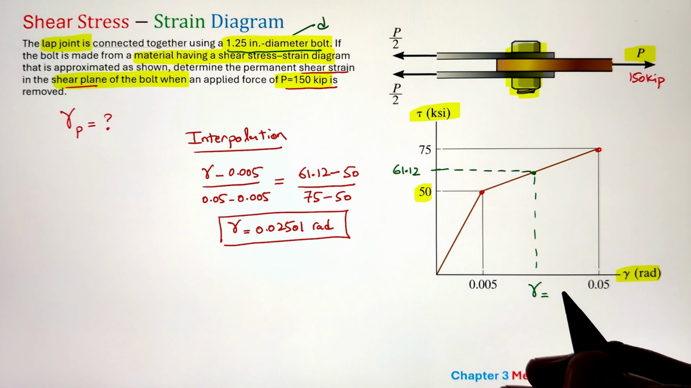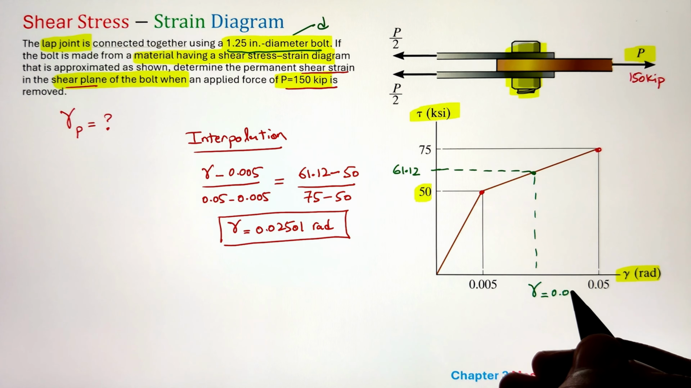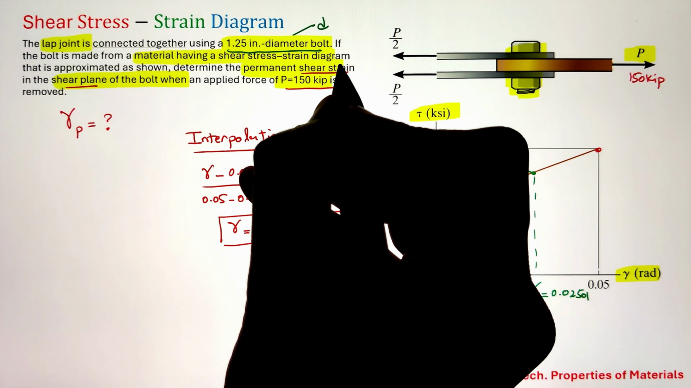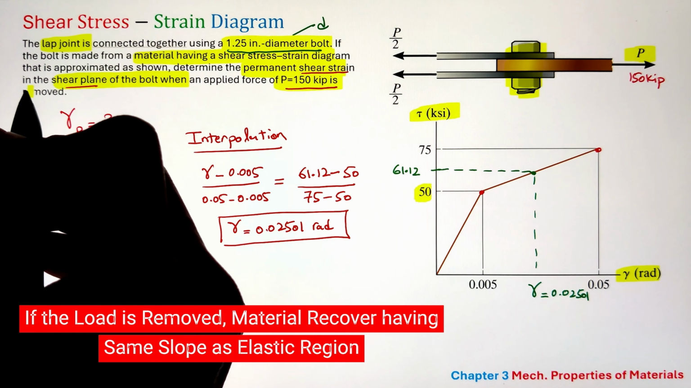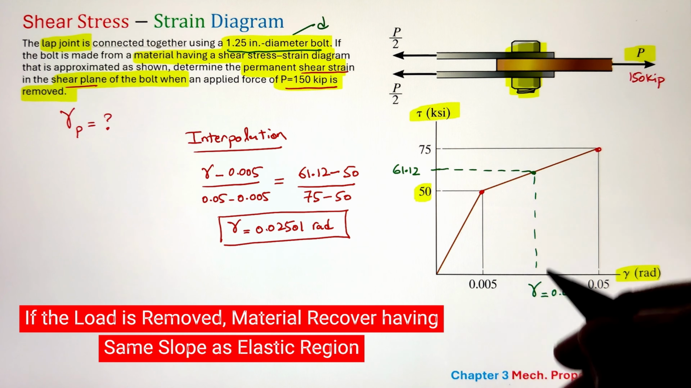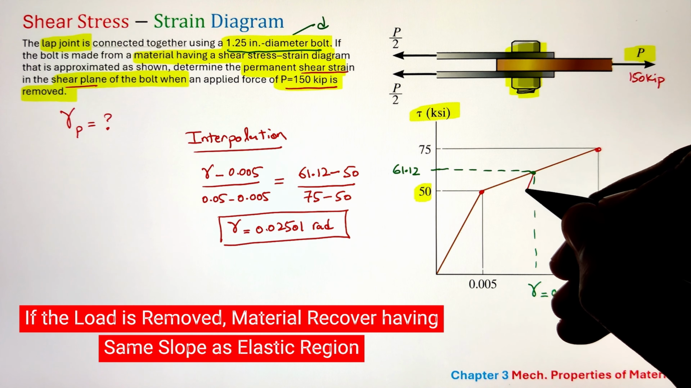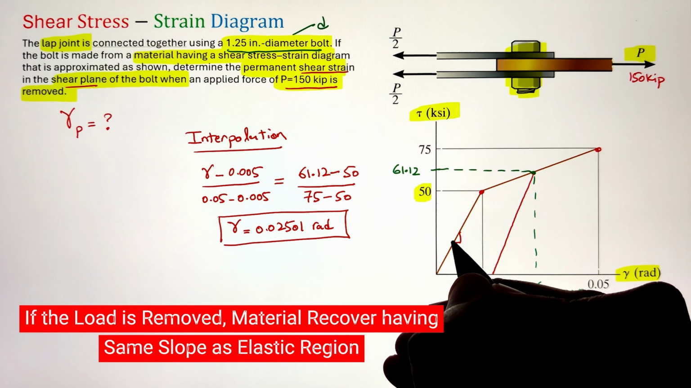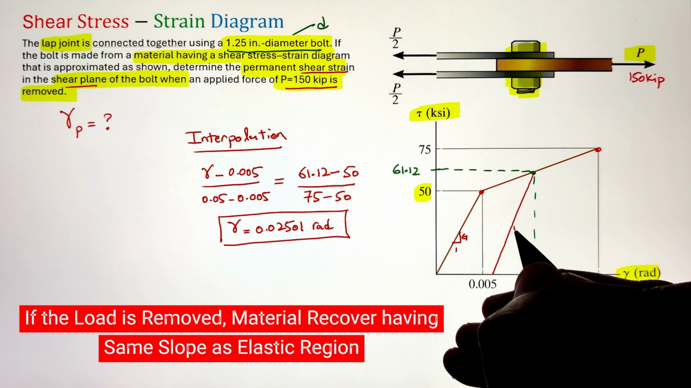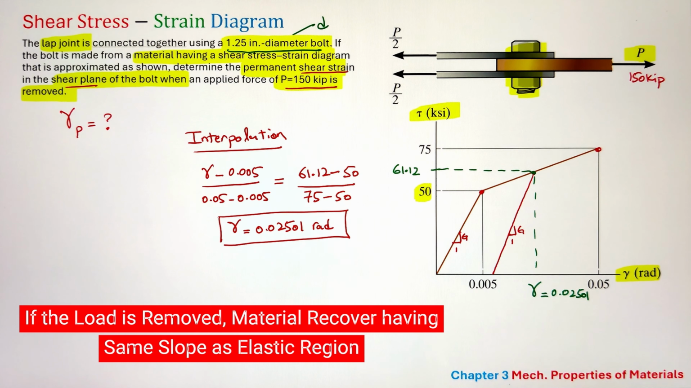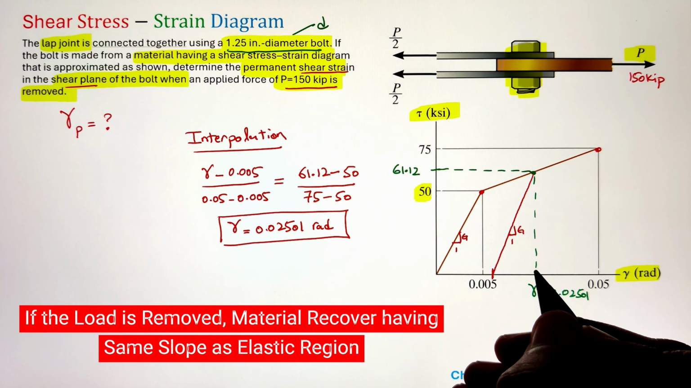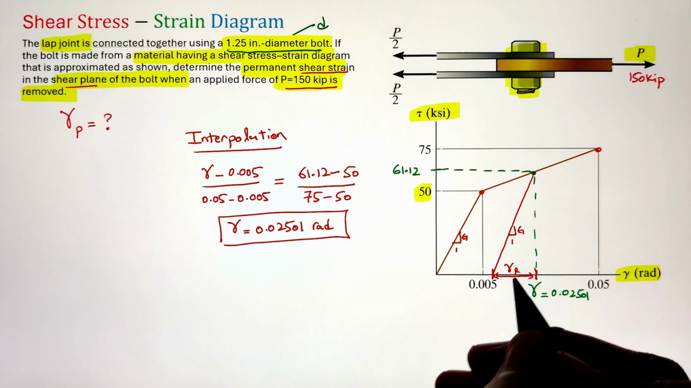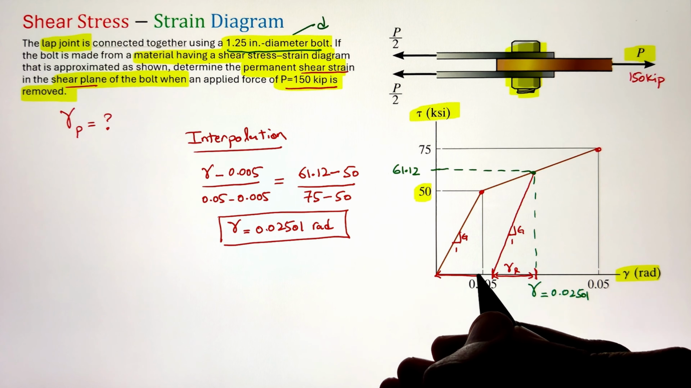However, in the question, they are asking us to figure out what is the permanent strain when this load is being removed. So in this case, once the load is removed, some of the material is going to recover, and it will follow the same slope as the slope of the linear elastic region. Now let's first identify that slope value, that is our shear modulus G. And once we have that, we can go ahead and figure out the recovered strain and the permanent strain value.